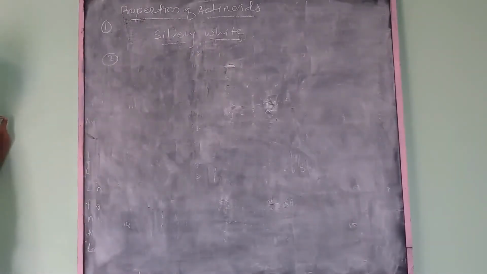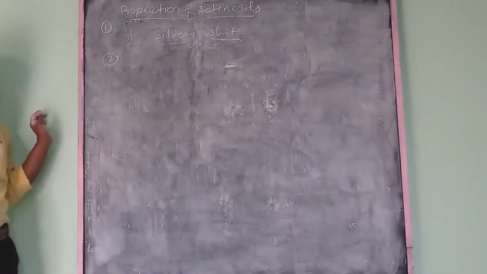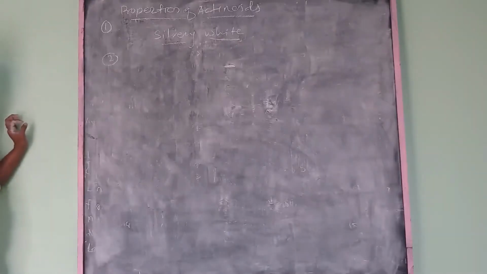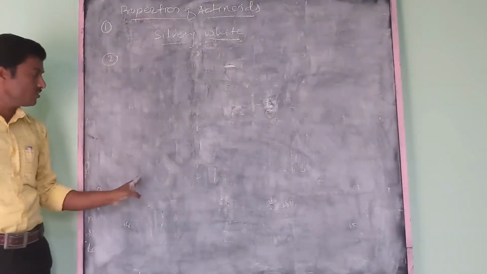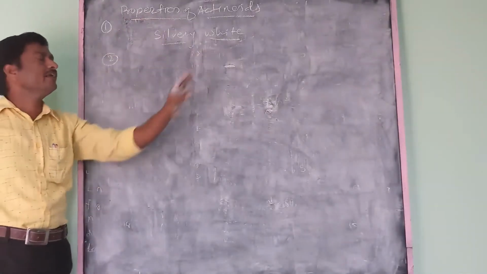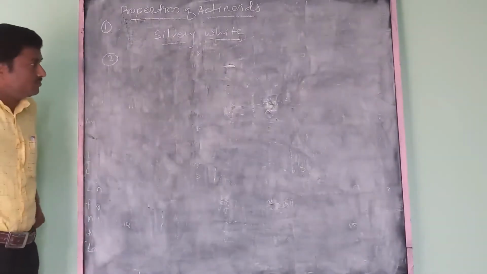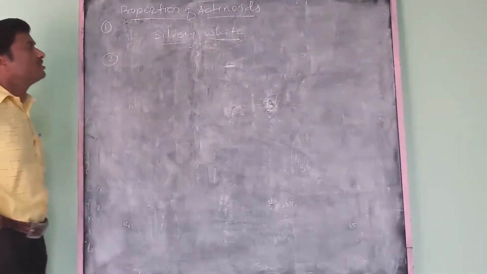Then the next point: they show a decrease in atomic and ionic radii from actinium to lawrencium. We have seen this in electronic configuration. Now atomic and ionic radii will decrease from actinium to lawrencium.